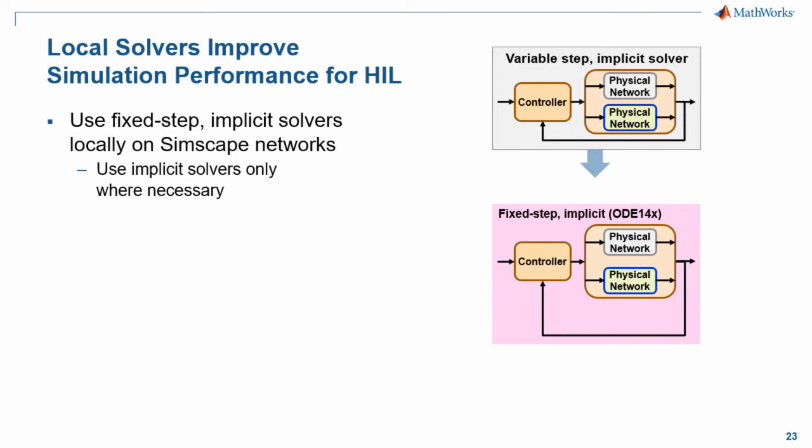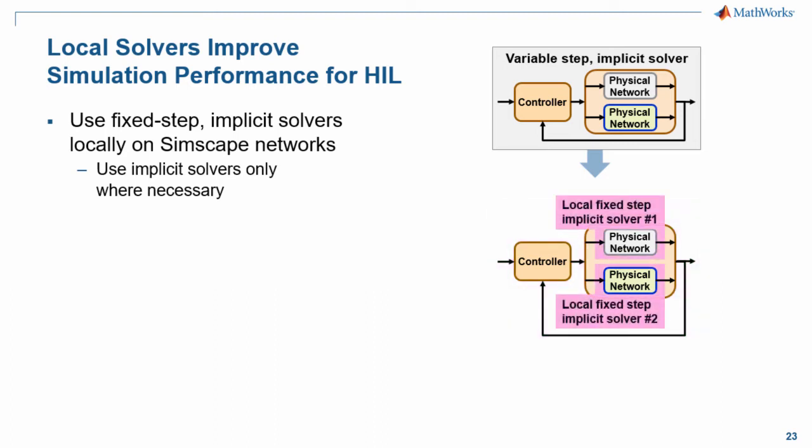For the physical networks or the physical portions of your model, these may have very stiff equations and may require an implicit solver. With Simscape, we can use an implicit solver locally on each individual physical network. This allows us to use an explicit solver, one that requires fewer computations, on the rest of the model.